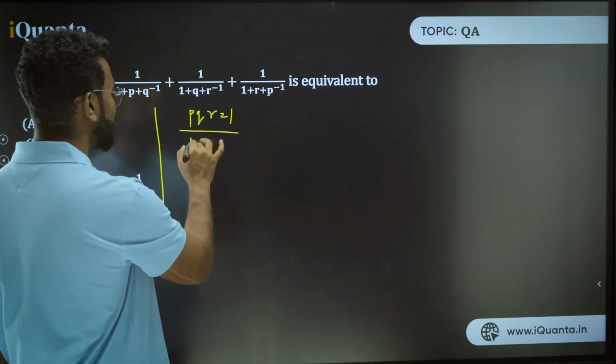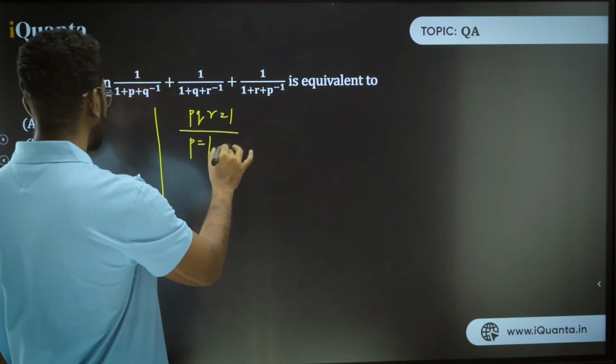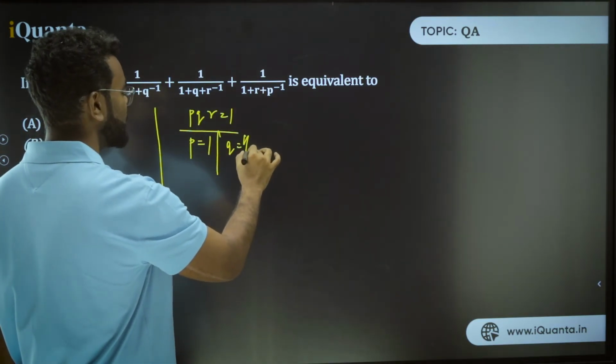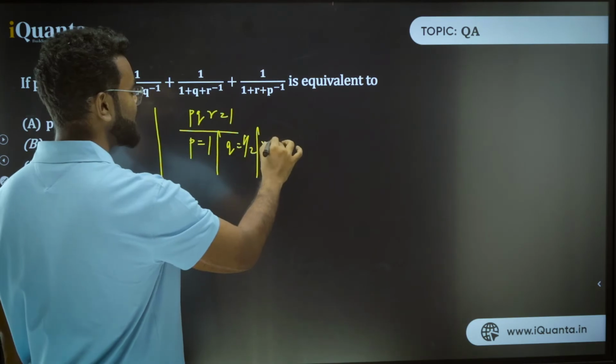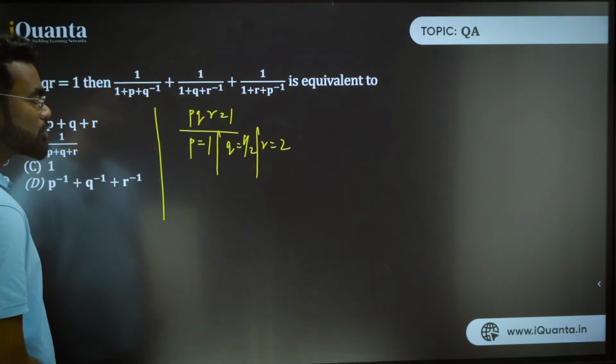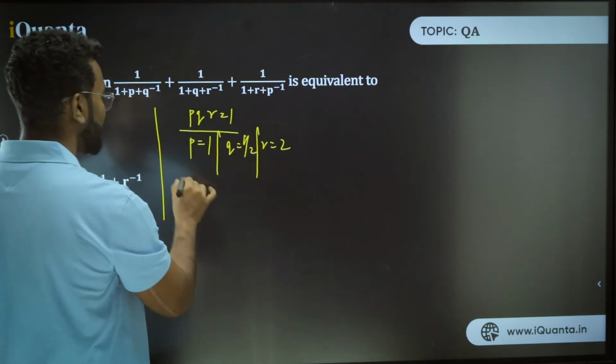So what value can I take? I can take the value of P as 1. The value of Q is, let's say, half. And the value of R is basically 2. So 1 into half into 2 is basically 1, right? So I can take these 3 values. Now put the values here.